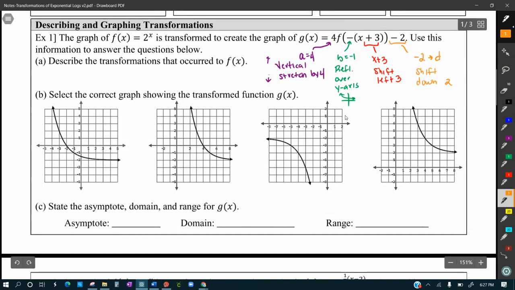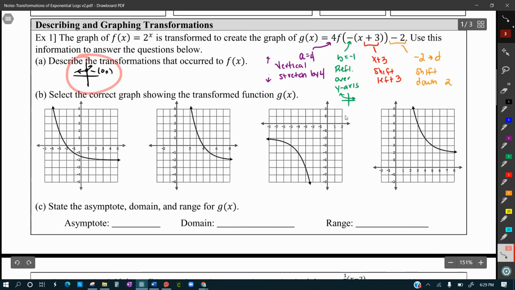So let's look at the graphs. Let's try to find the correct picture. So if we remember our parent function, it goes like this, and it always has a y-intercept at (0, 1). That is the parent function of any exponential, has a y-intercept at (0, 1). So this is what the parent function should look like.